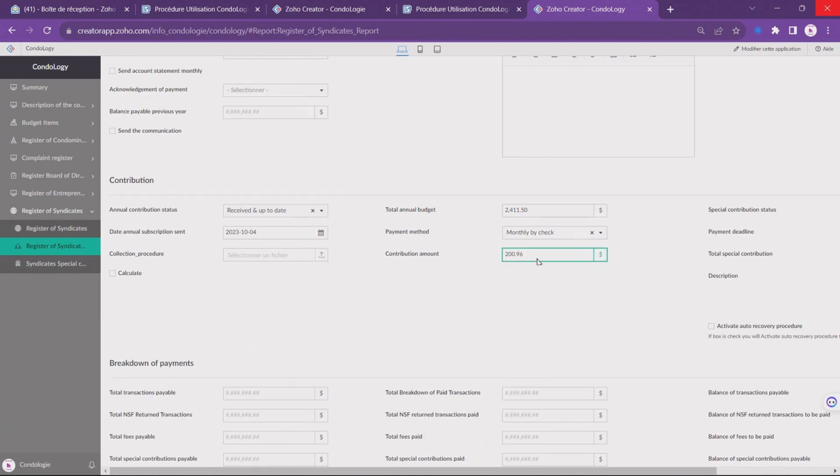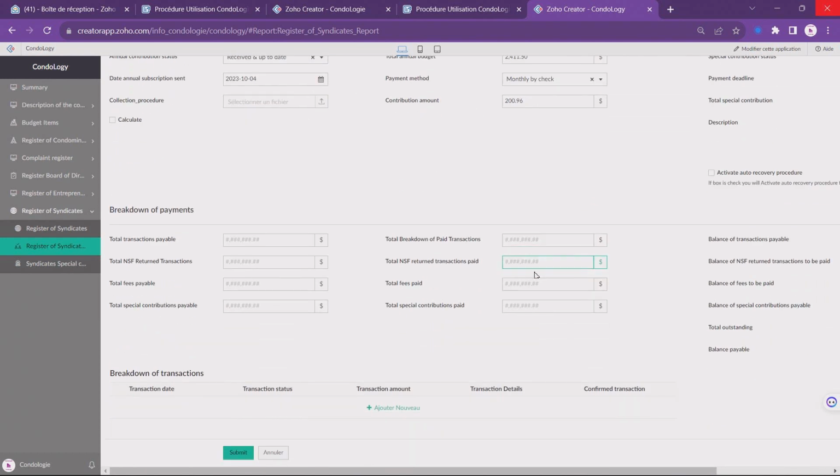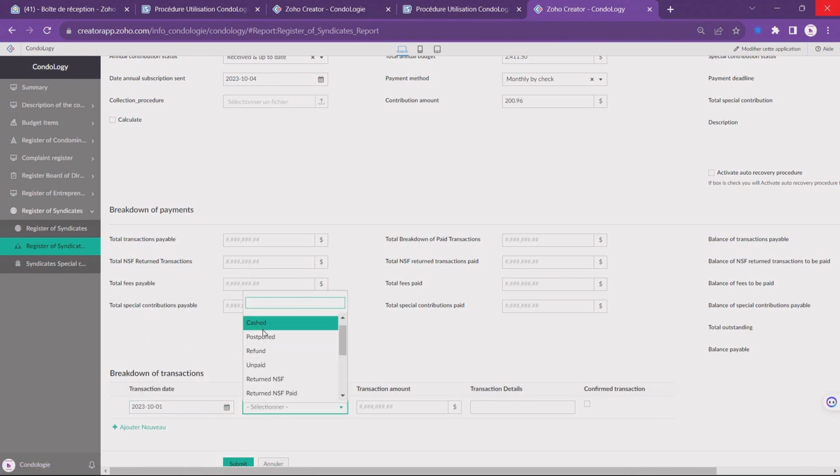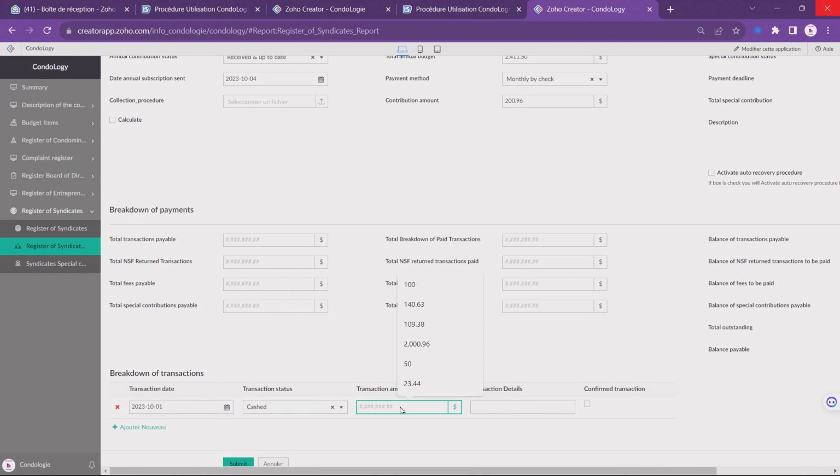We see here that the contribution is $200.96, and now all we have to do is look at our breakdown of payments, the breakdown of transactions. We will add a transaction on October 1st, so it is cashed. The amount of the transaction is $200.96. At this level, it is as if we were completing the breakdown of transactions, one line per transaction.